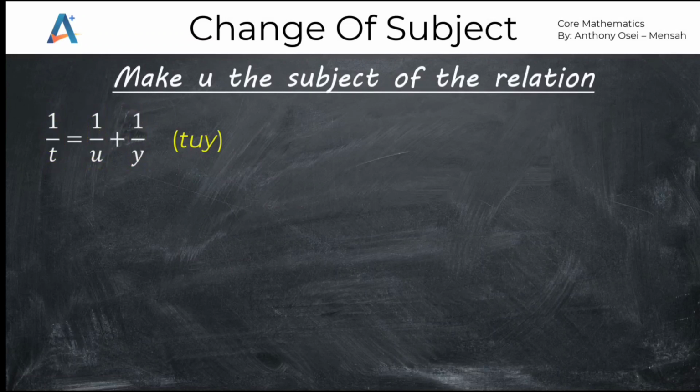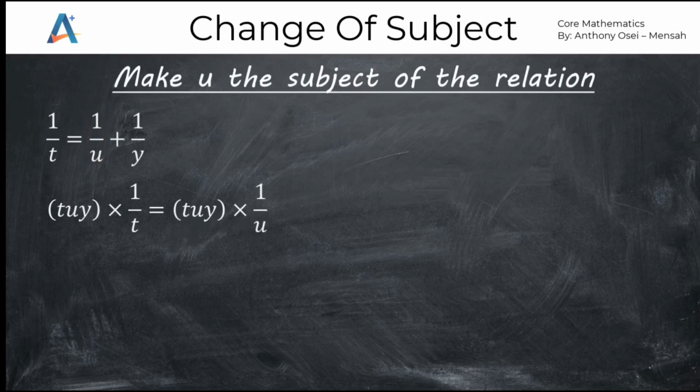So LCM TUY will multiply the first term, which is 1 over t. So that's TUY as the LCM times 1 over t. We have the equal sign. Remember, the equal sign is not part of the term, so we will not multiply the LCM by it. You leave the equal sign alone. The next term is 1 over u, so we'll multiply the LCM by it: LCM TUY times 1 over u. Then the final one will be 1 over y, after the addition sign, so plus LCM TUY times 1 over y. This is how it will be.